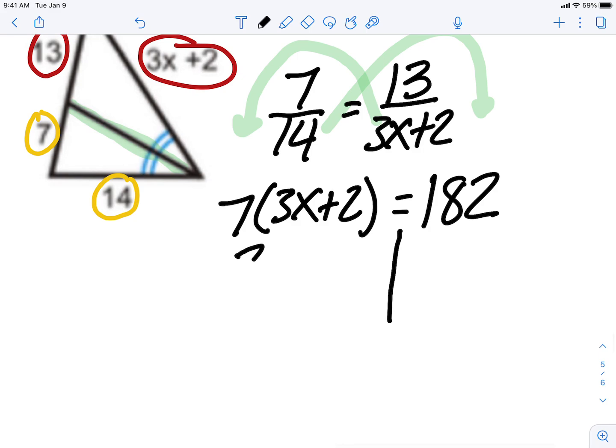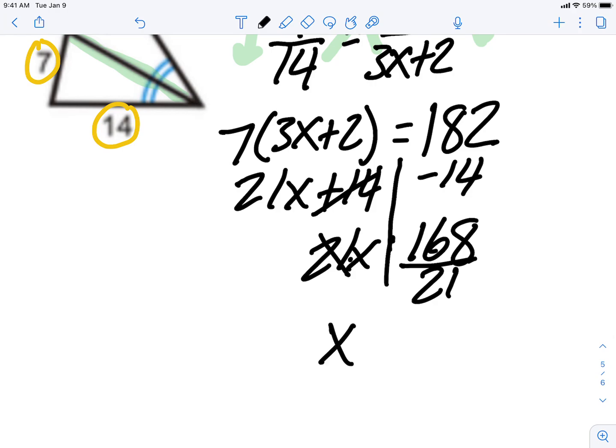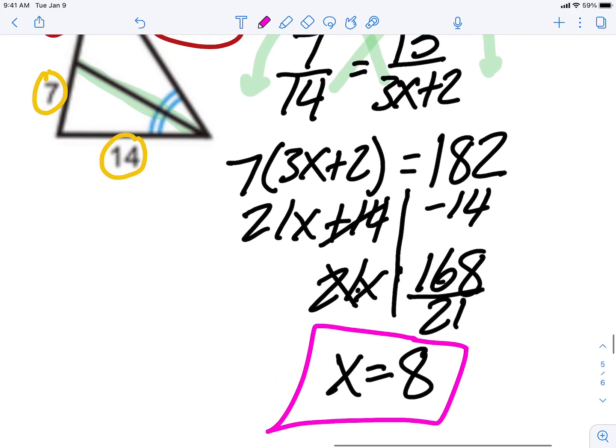7 times 3x is 21x. 7 times 2 is 14. I'm going to move this 14 over as a negative 14. And I get 21x here on this side. And 182 minus 14 is 168. And the opposite of multiplying by 21 is dividing by 21. So I get x is equal to 8. And that's my final answer right there. X is equal to 8.